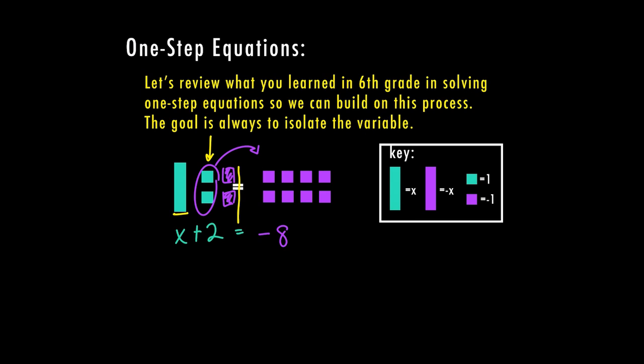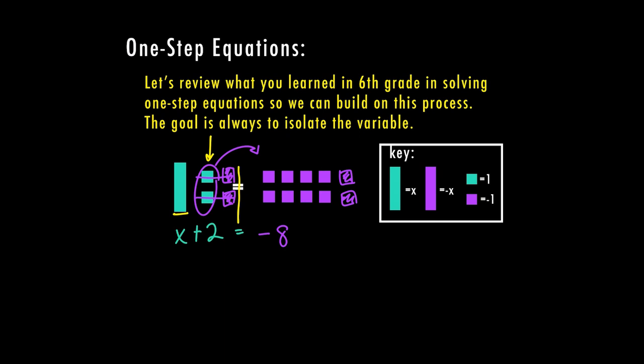So now these cancel out. I have a positive and a negative and a positive and a negative, so that's two zero pairs right there. But if I put two negatives on the left side, I have to also put two negatives on the right side. Whatever I do to one side, I have to do to the other. That's how we stay balanced.